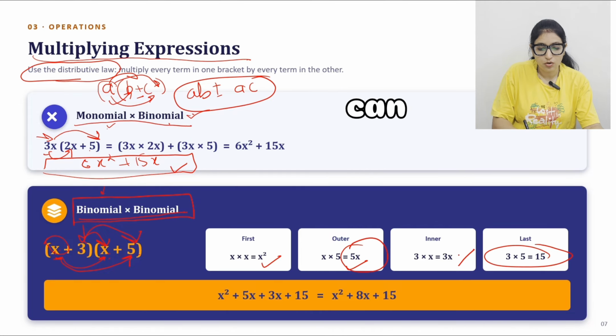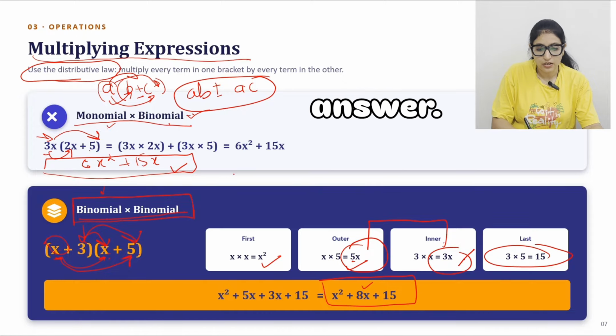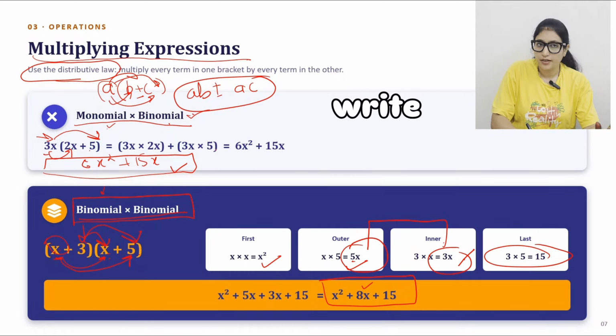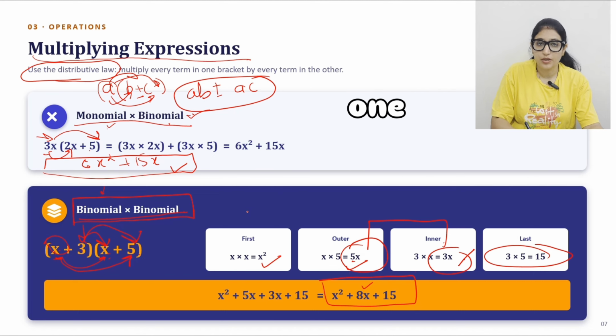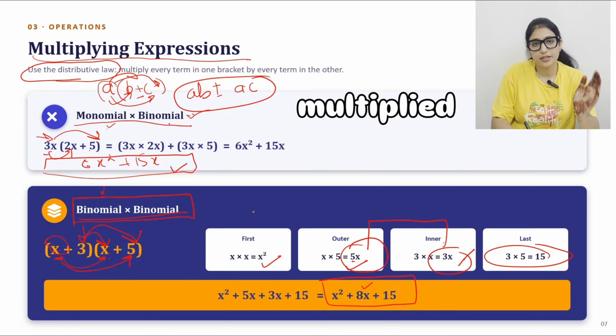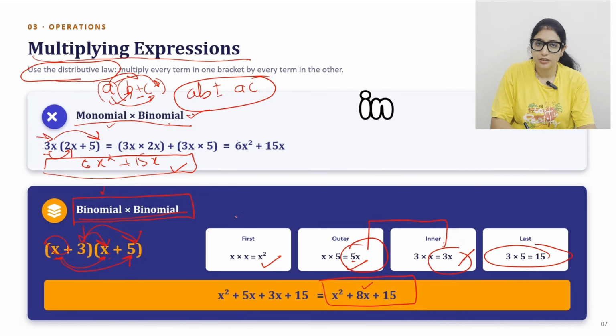Now from here we can observe, as we have learned earlier, 5x and 3x are what? Like terms. So when you add this, you get 8x. So this is your answer. If I write any algebraic expression with any number of terms, now you can multiply using this method. Just keep in mind, whatever terms are given in one bracket, each term will be multiplied by each term in the other bracket, and hence you can solve.